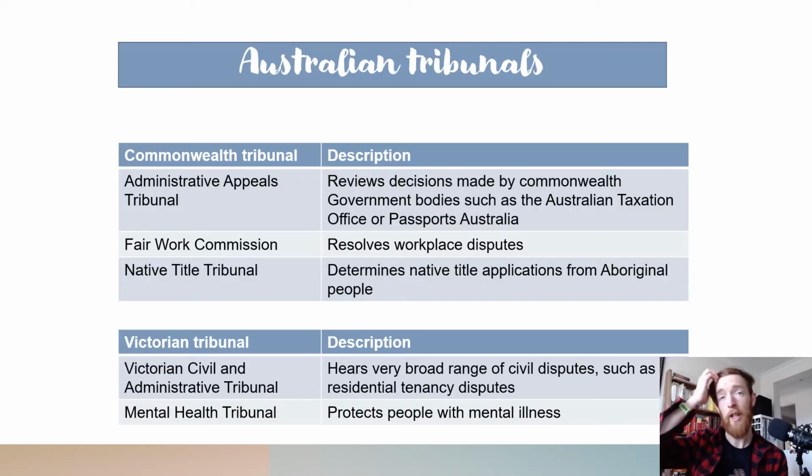So some of the Australian tribunals that we have: we've got two separations here, the Commonwealth Tribunals and Victorian Tribunals. Obviously Commonwealth being Australia-wide and Victorian being within Victoria, which, we're basically our own country right now anyway, with the fact we can't leave the state because the borders everywhere are closed to us, but that's a different issue.